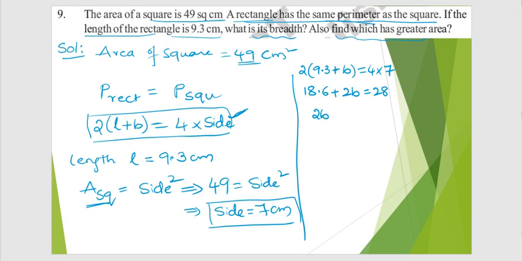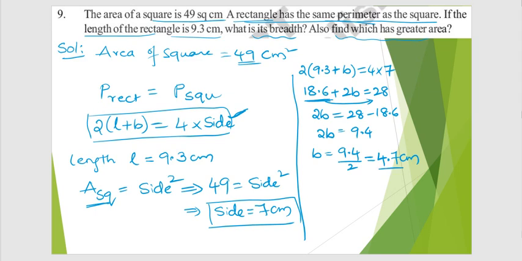So from this 2B, this particular thing I can transpose. Since this is positive value, if I transpose it becomes negative. So 28 minus 18.6. So 28 means 8 will be remained here, 1.4. So 8 plus 1.4 is nothing but 9.4. So 2B is equal to 9.4. So from this B is equal to 9.4 divided by 2. In 2 table, 2 4s are 8, point, 14 is left, 2 7s are 14. So breadth is 4.7 centimeters.